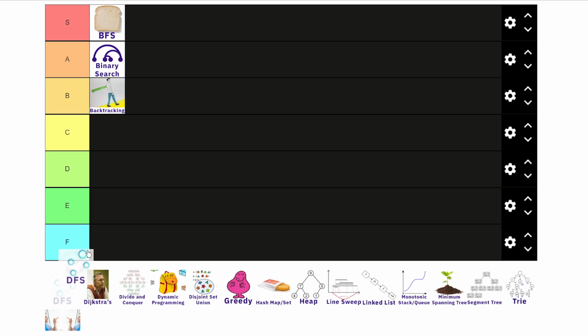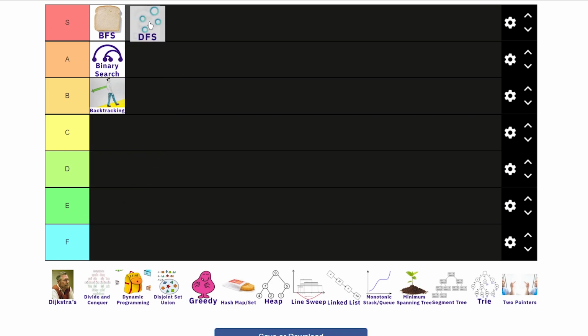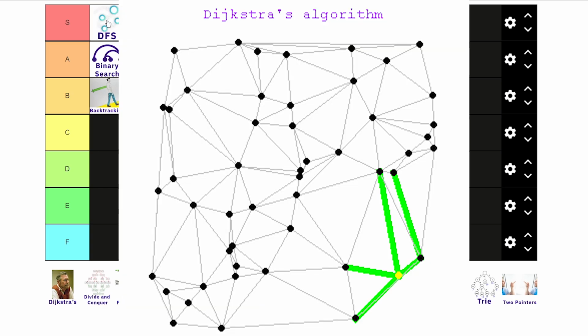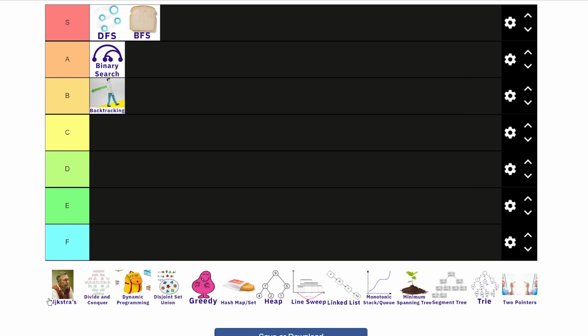So what I'm going to do is instead of putting it back here, I'm going to put it at the front of the S tier. The next algorithm that we have is a really awesome one, and this is Dijkstra's algorithm, and here's Edward Dijkstra right here in the flesh.